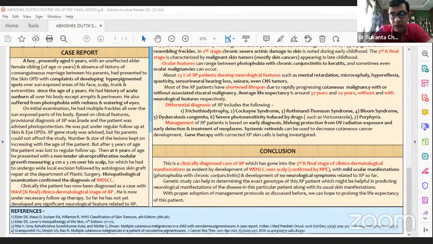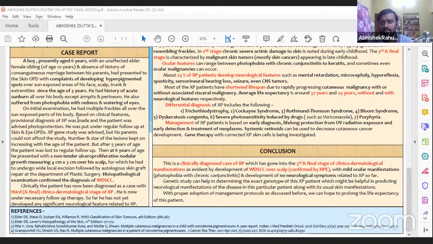Very nice, Abhishek. You have studied a lot about XP. And can you tell what is the dermatological as well as histological differential diagnosis of xeroderma pigmentosum? First of all, dermatological, any? Dermatological manifestations, this will include trichothiodystrophy. This will include Cockayne syndrome, diseases that are associated with early onset photosensitivity like Rothmund-Thomson syndrome, Bloom syndrome. There will be also dyskeratosis congenita. These will fall under the diagnosis.